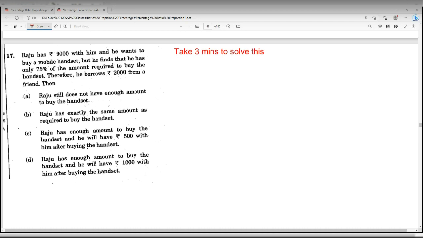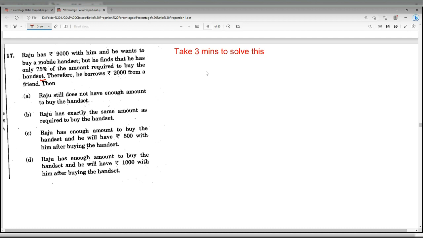Majority have got option A. I think that's the correct answer, but still, we'll see how to solve this. They are saying that Raju has 9,000 with him and he wants to buy a mobile set, but he finds that he has only 75% of the amount required to buy the handset. Therefore, he borrows 2,000 from a friend. Then, after borrowing, what happens? Raju still does not have enough amount to buy the handset. Or Raju has exactly the same amount. Or Raju has enough amount to buy the handset and will have 500 left after buying. Or Raju has enough and will have 1,000 left after buying the handset.